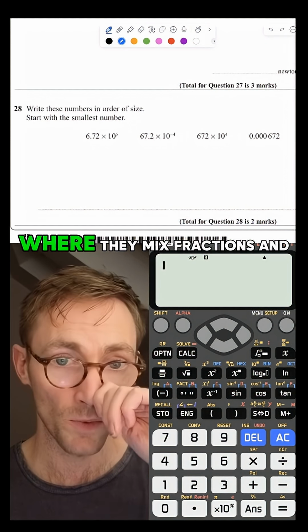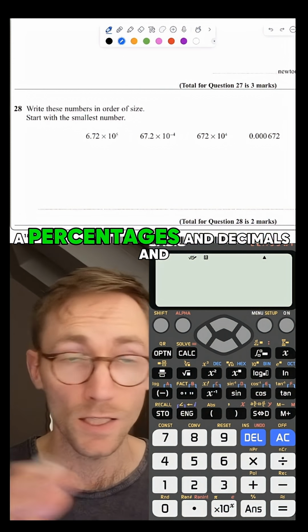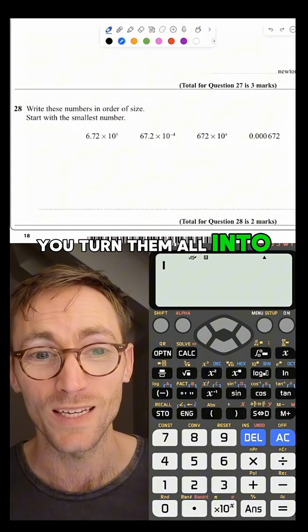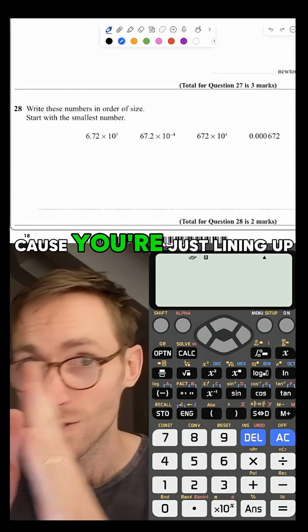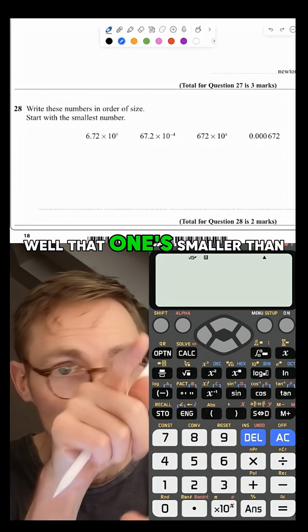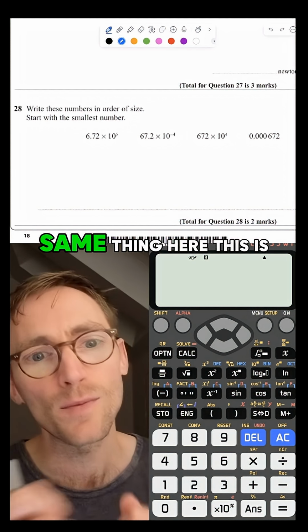So when you get this question where they mix fractions and percentages and decimals and stuff, you turn them all into decimals. Decimals is the easiest one to compare because you're just lining up the numbers and being like, well, that one's smaller than that one. But fractions are really complicated. Same thing here. This is quite annoying.